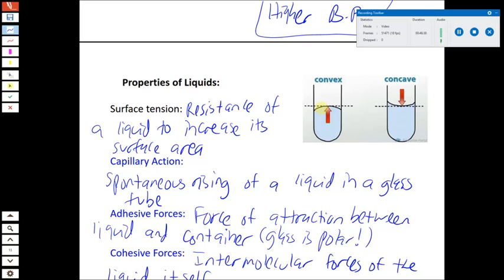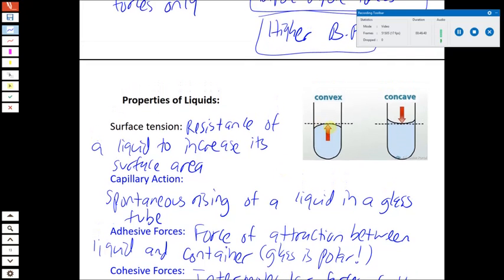So what happens in this situation is basically you have different relative strengths of the cohesive and adhesive forces. So if you have a convex meniscus, basically the glass is pulling on the liquid, the liquid is pulling on itself stronger than the glass, and so in this case the cohesive forces are stronger than the adhesive forces.